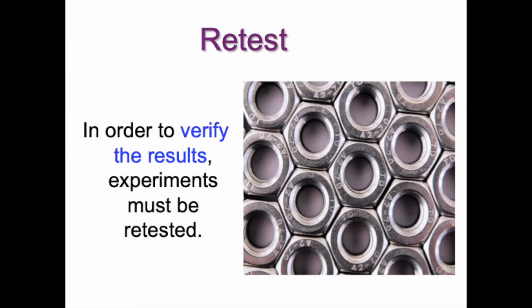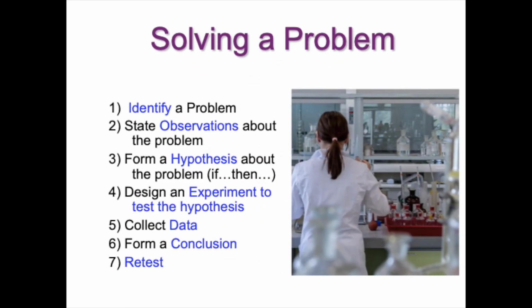And you might think we're finished. We're not finished. To verify the results, that's right, the experiment needs to be tested and retested over and over again. The more data, the better. So to summarize: identify the problem, state observations about the problem, form a hypothesis, design an experiment, collect the data, make the conclusion, and then finally retest.